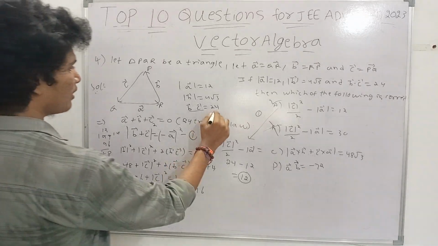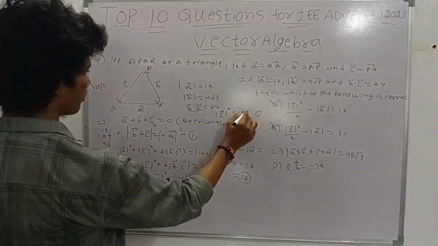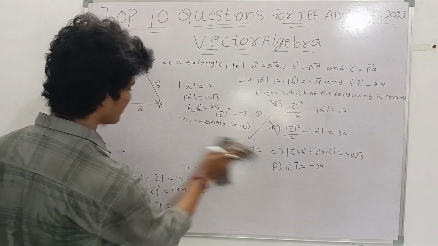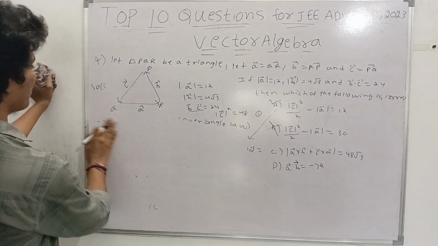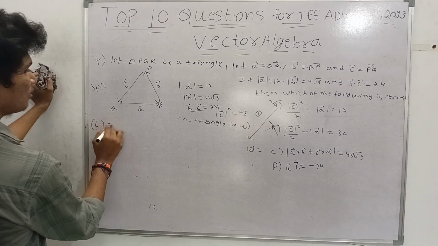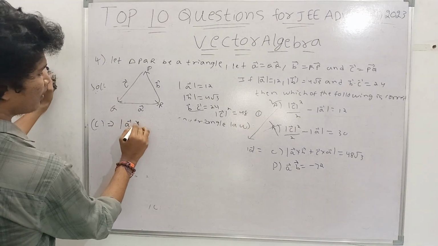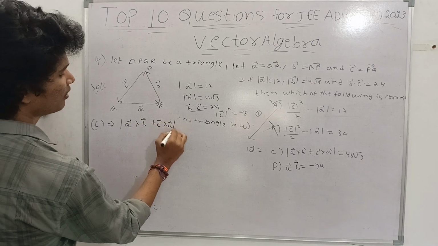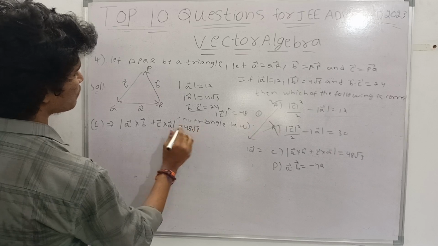What are the things we got? Please write here, equal to 48. This thing we got here. That's it. Now we have to check the remaining options. Option C, now I am checking: magnitude of A cross B vector plus C vector cross A vector equal to 48 root 3. This we got.